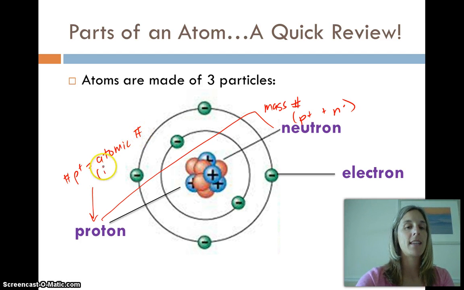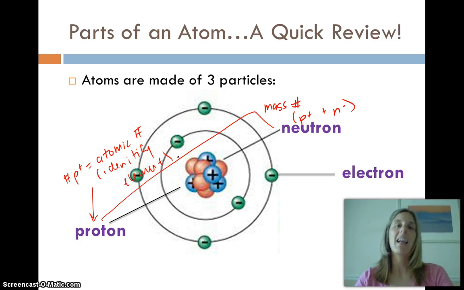And that's going to identify your element. So it's kind of like the element's fingerprint. So just like your fingerprint identifies you, the number of protons identifies the element that you're working with. So how do we know that?